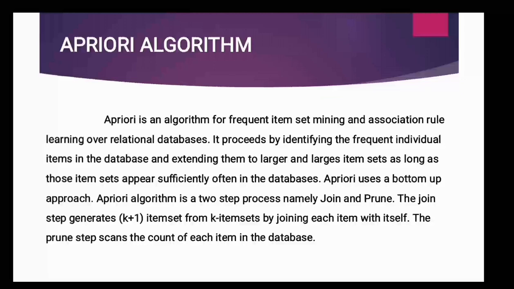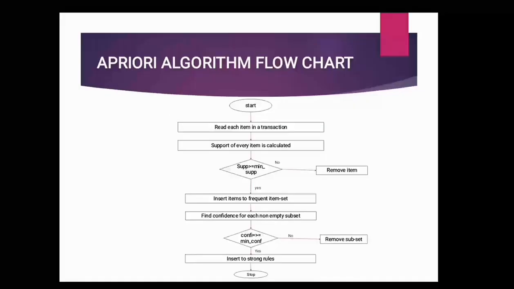The Apriori algorithm is a two-step process, namely join and prune. The join step generates k plus 1 item sets from k item sets by joining each item with itself. The prune step scans the count of each item in the database. Now coming to the Apriori algorithm flowchart.